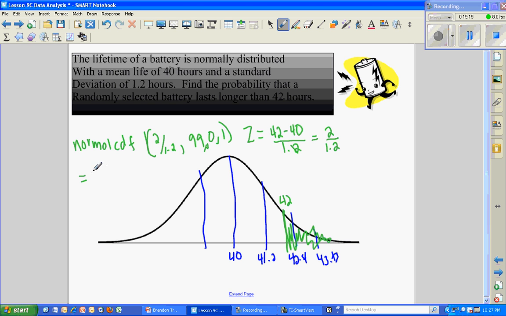And when I do that, the normal CDF comes up as 0.0477, which is going to be 4.77%, which makes sense. I mean, you're way down here at this end. We know that the majority of it's going to fall in the first 2 standard deviations, so that seems like a reasonable answer.